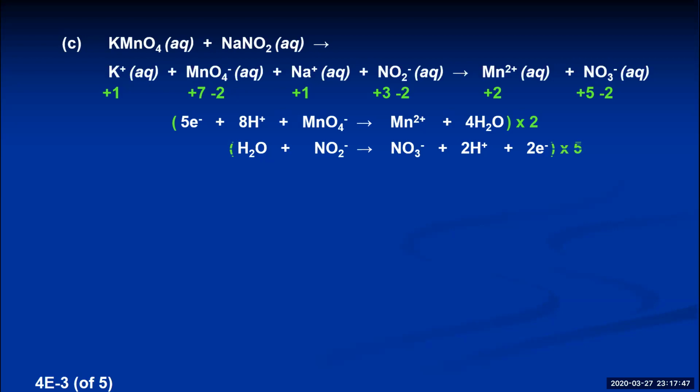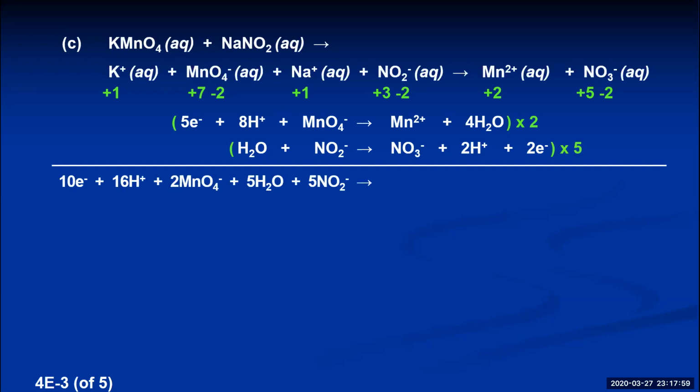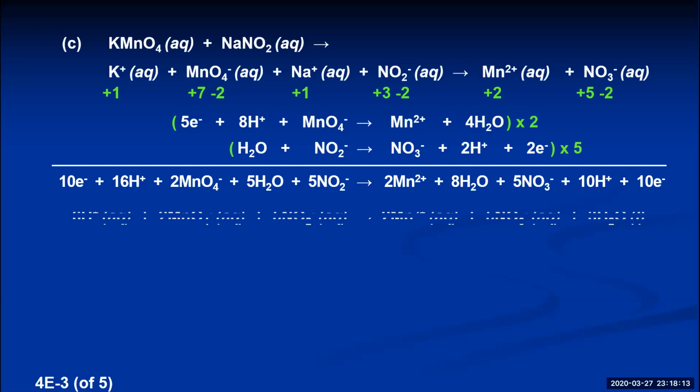And the whole second reaction has to be multiplied by 5. So 5 waters plus 5 nitrites yields 5 nitrates plus 10 hydrogen ions plus 10 electrons. And if we add them together, these would be the reactants, and these would be the products, just combining them together. Once we've done that, we have the 10 electrons on both the left and the right side, which can be canceled out. And in this case, we actually have some other common things as well.